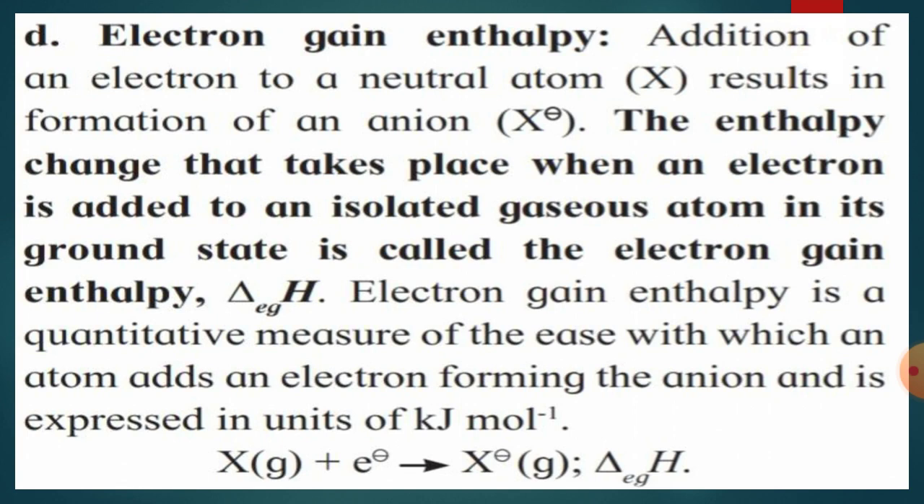Here the equation has been given. X, the atom in its neutral state, gains an electron. G is the state, that is, this atom is in the gaseous state. This gaseous atom will gain an electron, plus e, and get converted into X minus, that is, an anion. Here this delta Eg H is the electron gain enthalpy. You are supposed to learn the definition of electron gain enthalpy, its symbol, and in which units it is expressed.